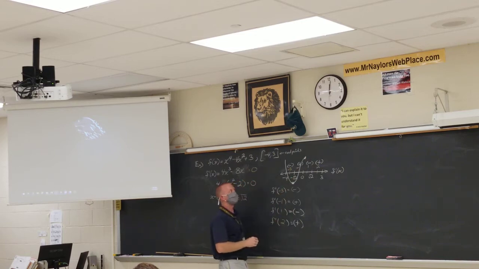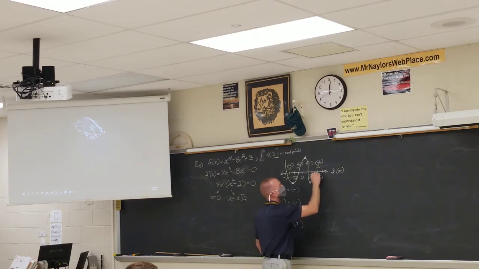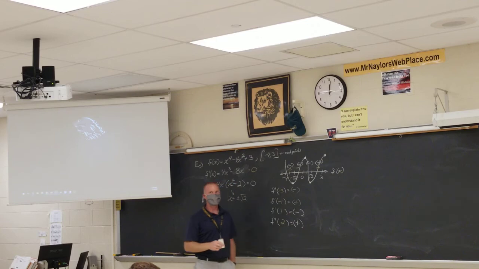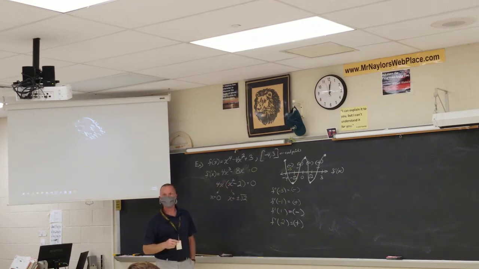Okay, my graph goes up until I get to 0. My graph goes down until I get to positive root 2. My graph goes up until I get to 3. There's a lot of numbers on the board, but it's understanding that the white numbers are actually the critical numbers. They're the maximums and minimums. The yellow numbers were just there to help us say positive and negative.